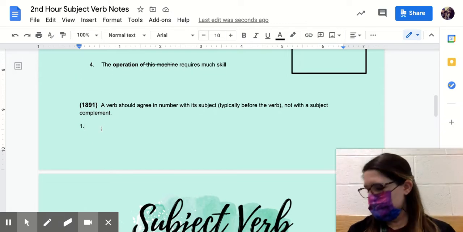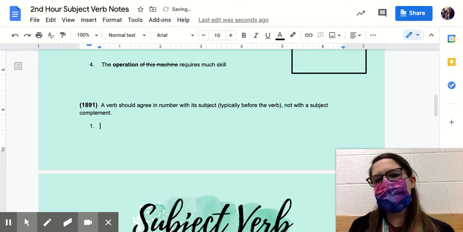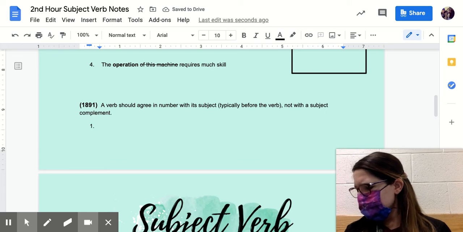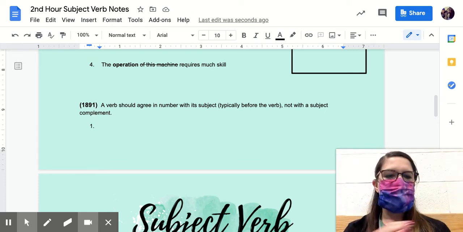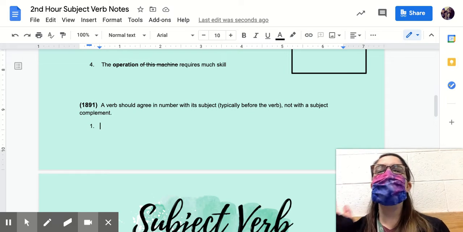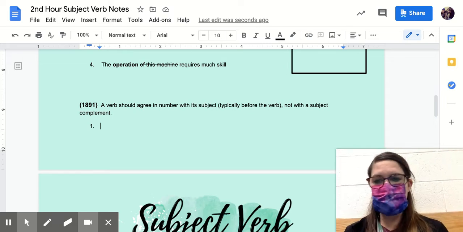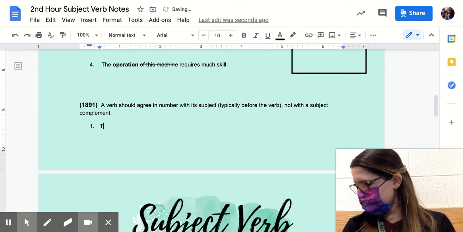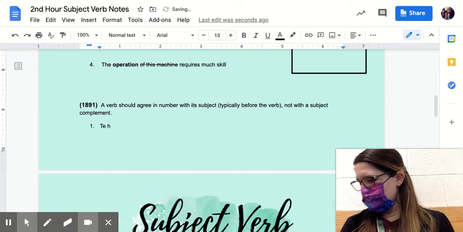The next thing that we need to make sure that we are keeping an eye on is that the verb needs to agree in number with the subject, which generally is going to come before the verb, not with the subject complement. That's usually what comes after the verb. Not always, but usually.